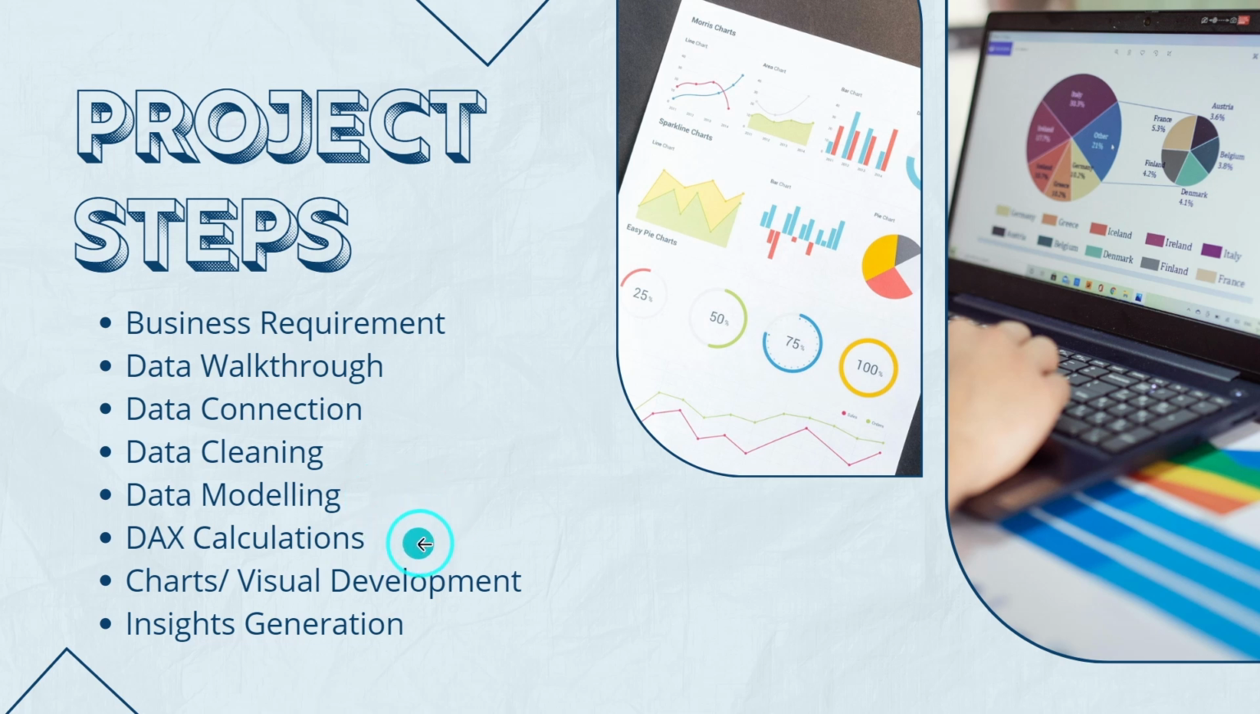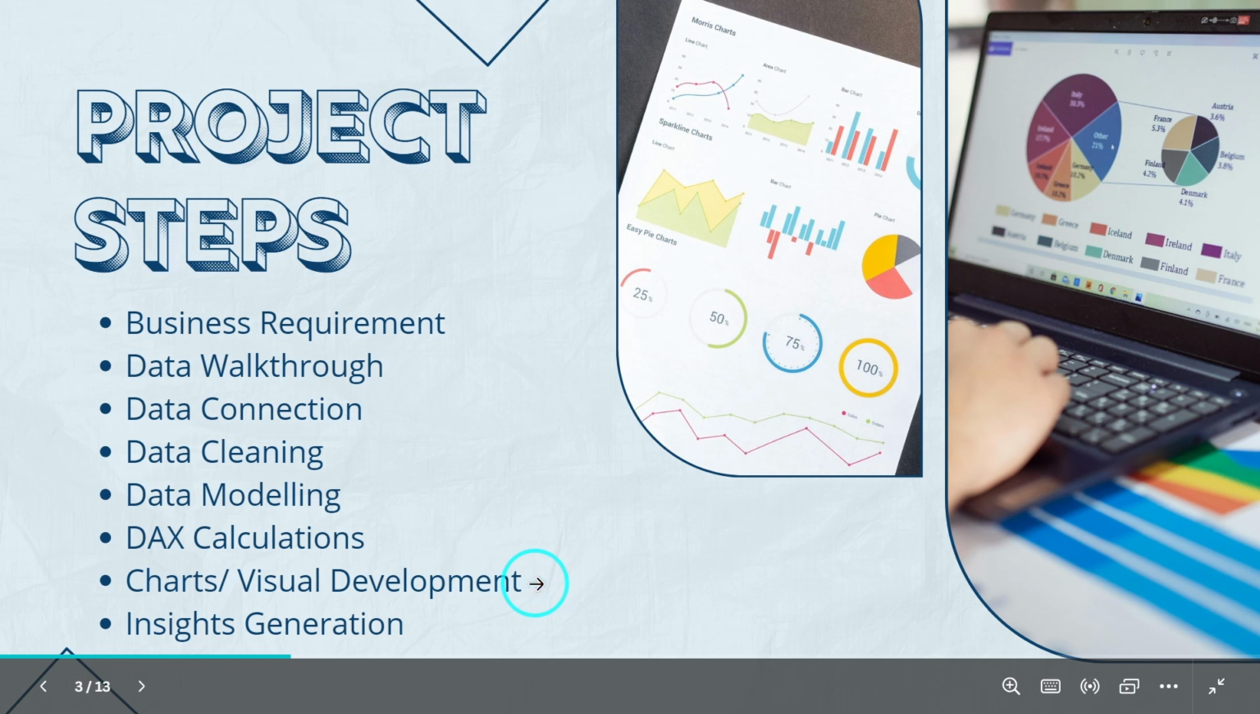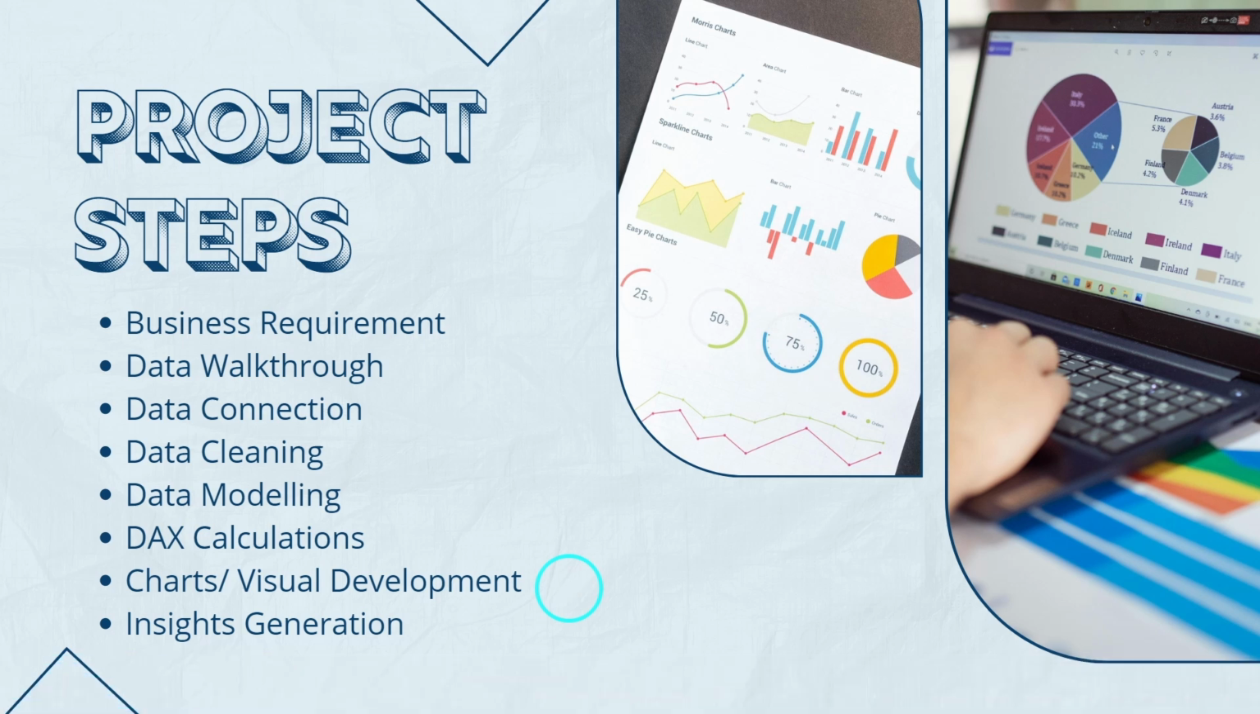After that comes the DAX calculations. We can use DAX in order to create new calculated columns or measures which will be required in the report for calculations and other purposes. So these DAX columns will help us to create those measures or calculated columns, and that only we can use in the visuals. So this is the most important part, creating the visual, because from the visual only we will get the proper insights which we will be representing to the business.